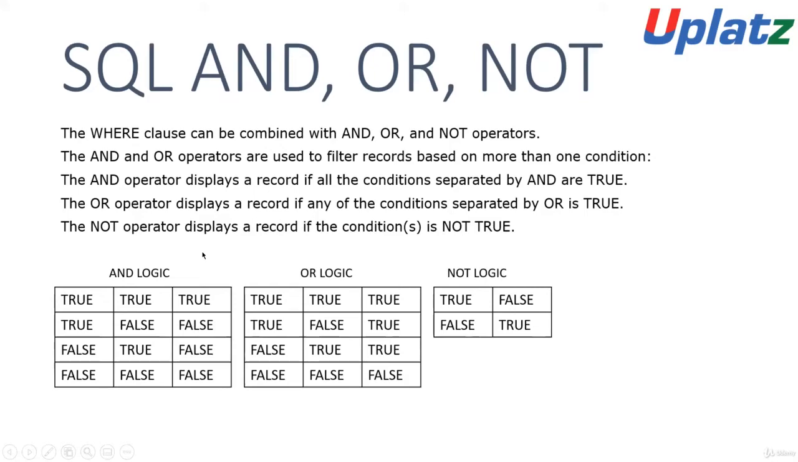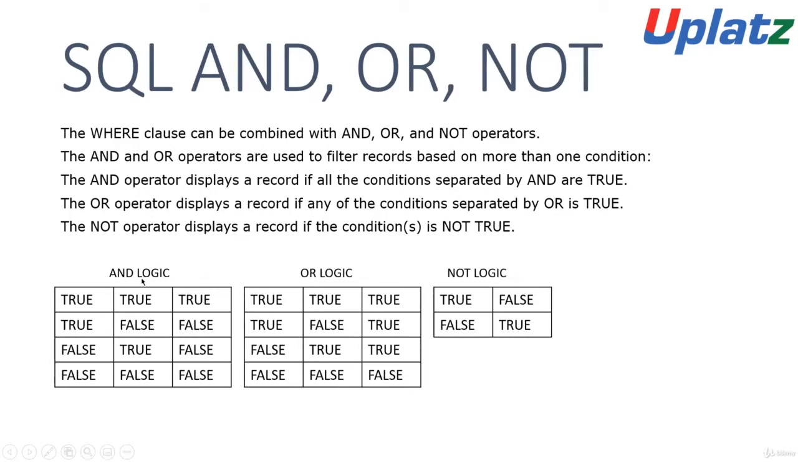So the where clause can be combined with AND, OR, and NOT operators. The AND and OR operators are used to filter the records based on more than one condition. The AND operator displays a record if all the conditions separated by AND are true. The OR operator displays a record if any of the conditions separated by OR is true. The NOT operator displays a record if the condition is not true. I guess I can very easily explain these statements with the help of the table.